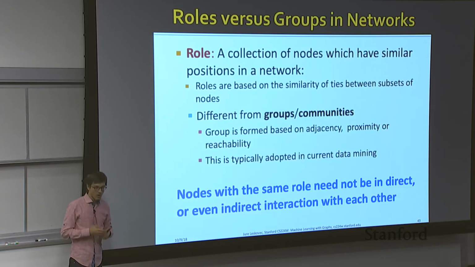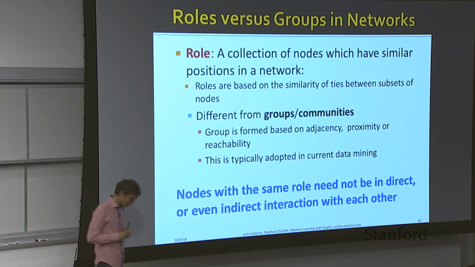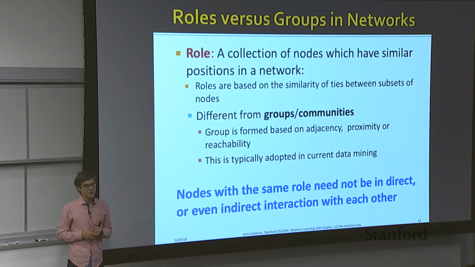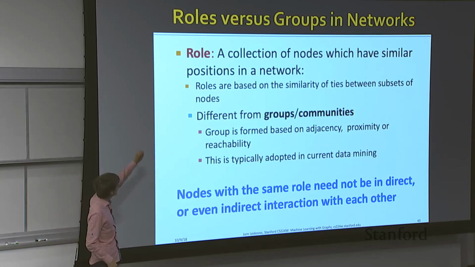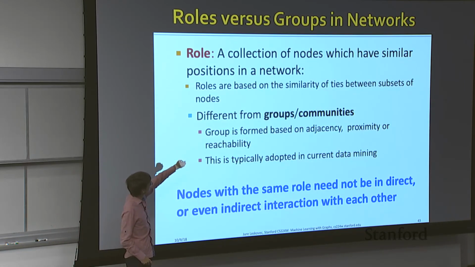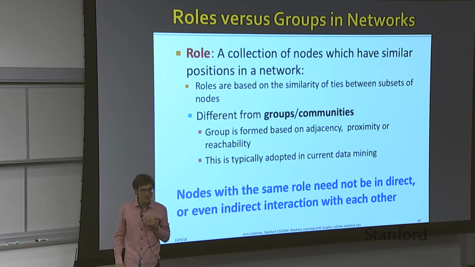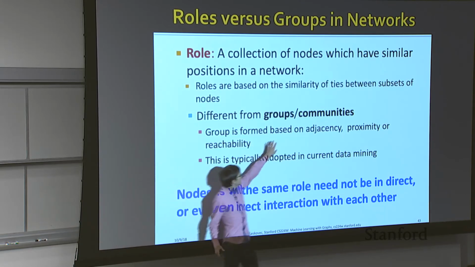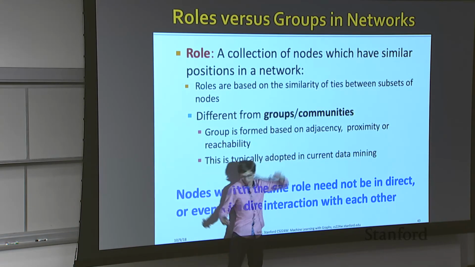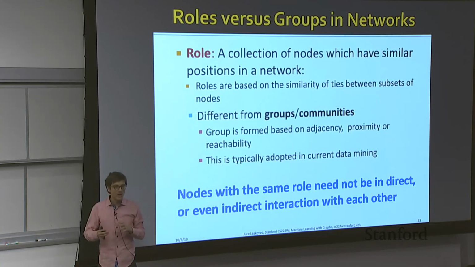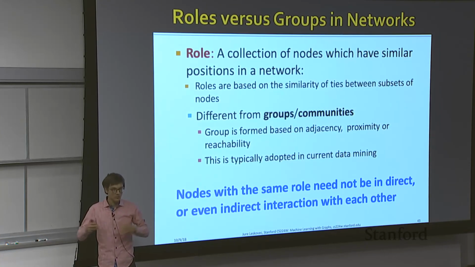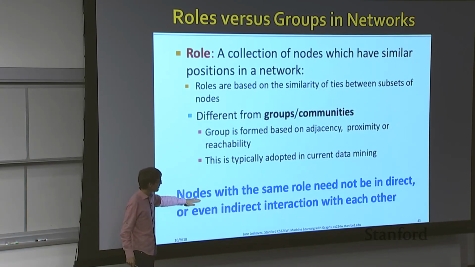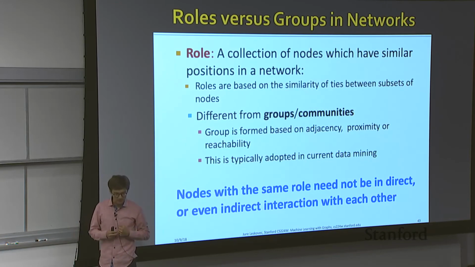All right. So what I want to do now is quickly draw the distinction between the notion of a role versus the notion of a group. A role is a collection of nodes in the network that have a similar position in the network, but these nodes may not be connected with each other. This is very different from network communities, which are nodes that are densely connected to each other and are members of the same group or community. So nodes with the same role do not need to be connected to each other.